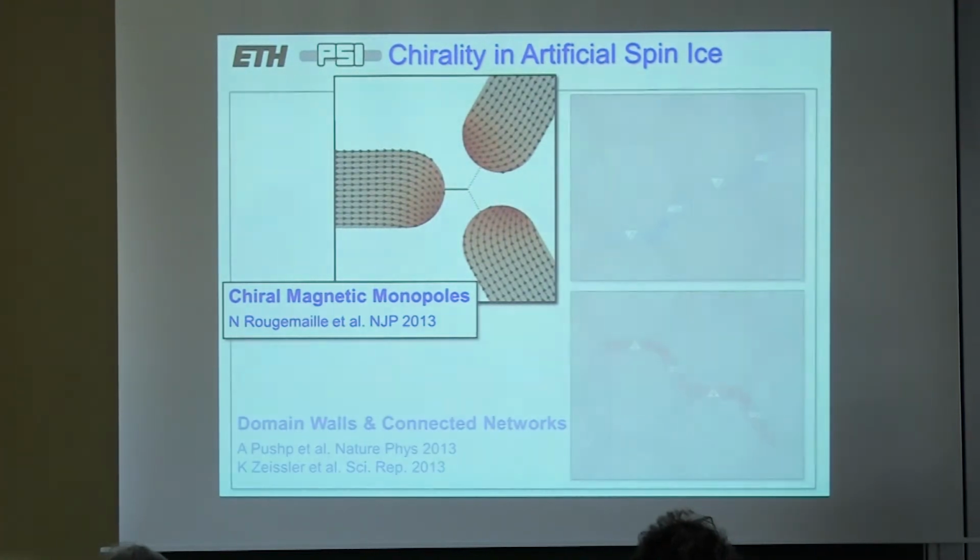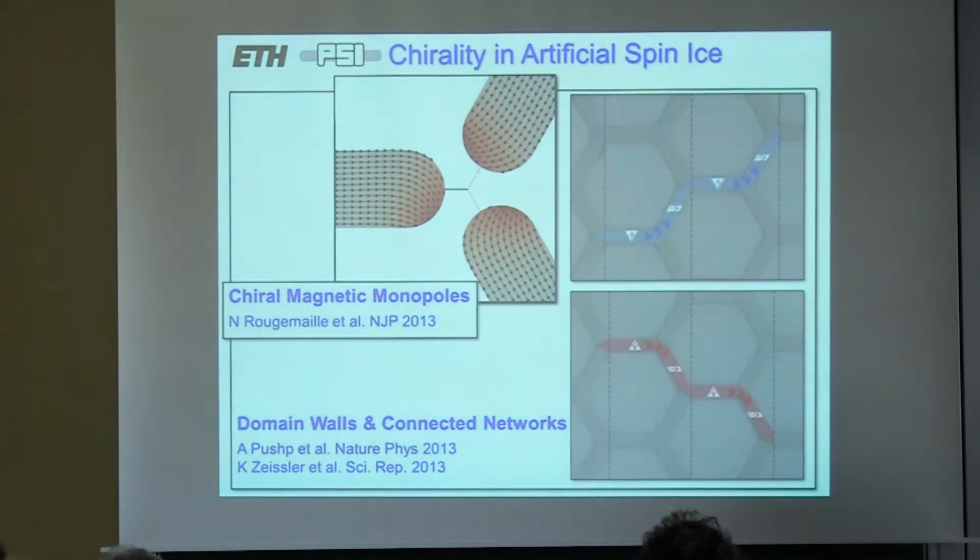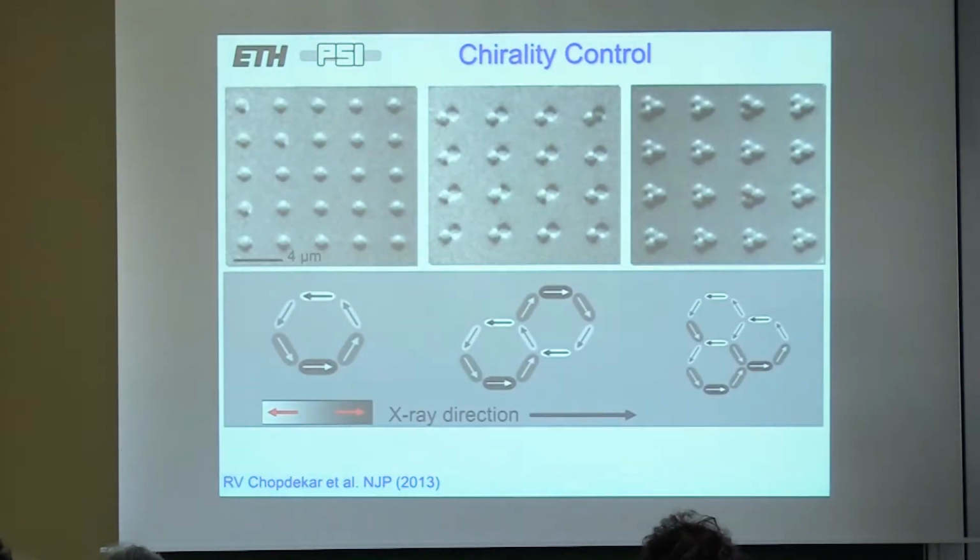It's also interesting that domain walls have a particular chirality, and depending on their chirality, these are actually transverse domain walls. If you apply a magnetic field, they will pass either to the left or to the right in a connected artificial Kagome spin ice network. This is also a kind of chirality control in the building blocks of the artificial spin ice.